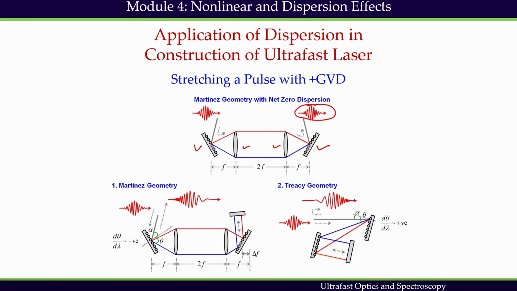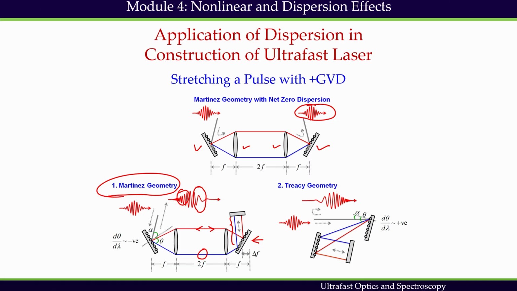But if we slightly push this grating here in the Martinez configuration, we'll look at the Martinez configuration first, if we push it towards the lens, then what will happen is clearly shown: the red part is going to travel a shorter distance when it's coming out, and that's why the low frequency component is in the front part of the pulse, and the blue component, which is the higher frequency component, travels a longer distance. That's why it's a little bit delayed with respect to the red component.